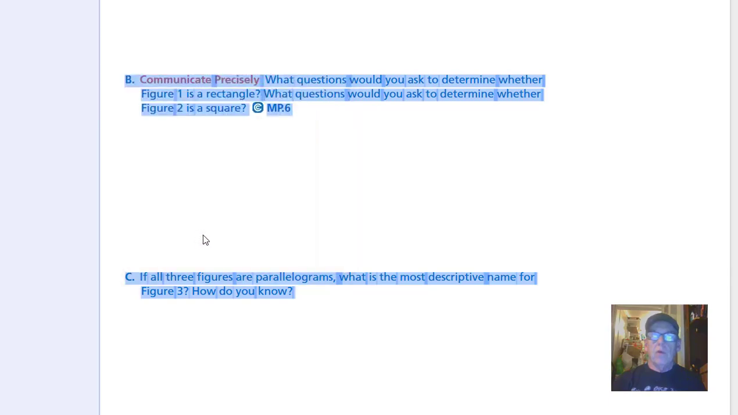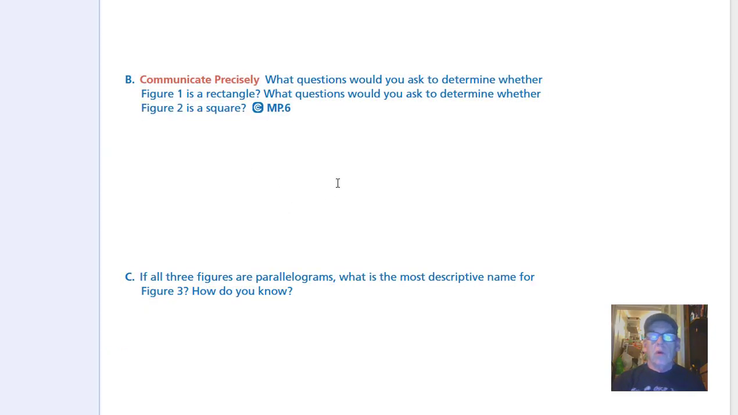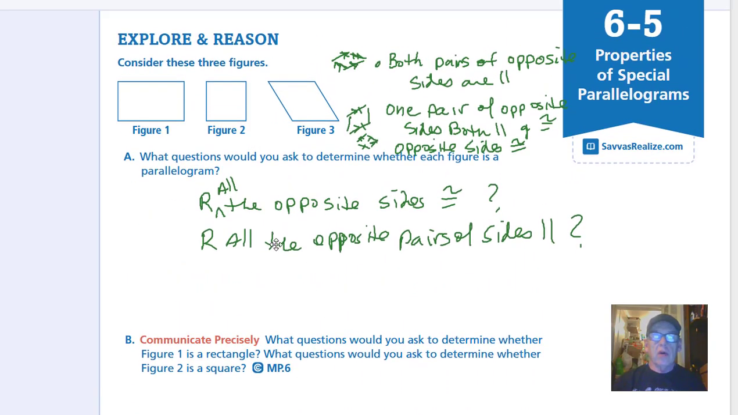Part B. What questions would you ask to determine whether figure 1 is a rectangle or whether figure 2 is a square? Okay, now figure 1 looks like a rectangle. And a property of a rectangle, okay, it's a parallelogram first off. Opposite sides are parallel. Opposite sides are congruent. But also, a rectangle has a right angle.